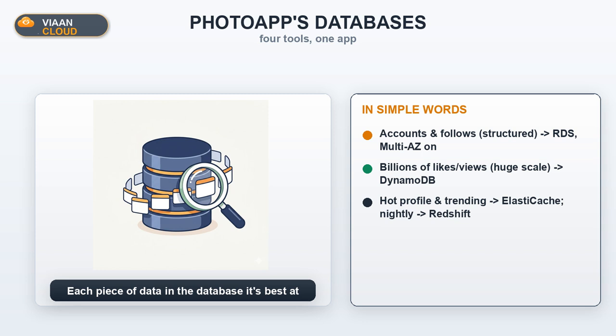The activity feed, billions of likes and views pouring in at huge scale with simple lookups, is a perfect fit for DynamoDB. The user's profile and the trending list get read constantly but barely change, so those sit in an ElastiCache cache for microsecond reads. And every night, the day's data flows into Redshift so the team can analyze trends. One app, 4 databases, each doing precisely the job it's best at. That is how real systems are built.